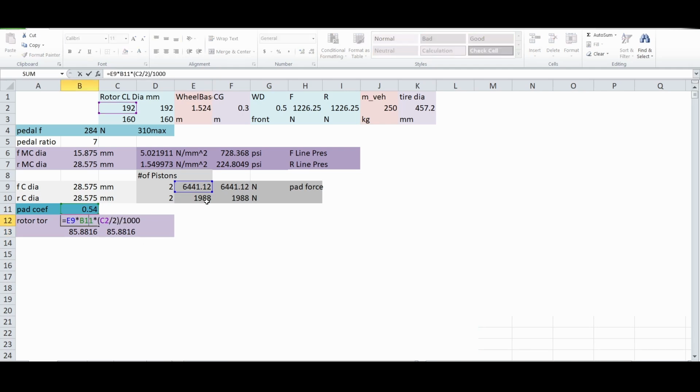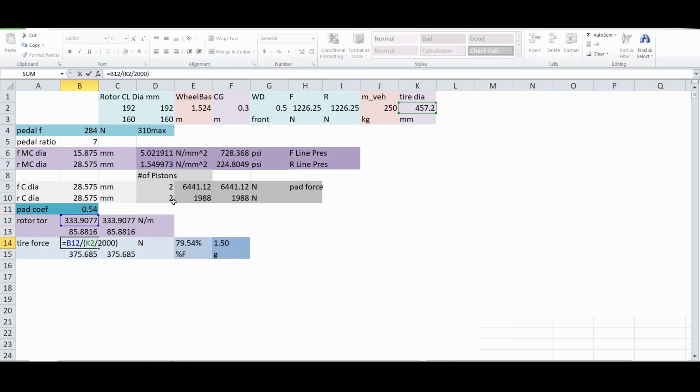if we take the pad force times the pad coefficient of friction, we're getting the force that's actually put on the rotor surface between the brake pad and the rotor surface. And then we are taking the rotor center line diameter divided by 2 to get the radius. And here I'm dividing by 1,000 just to make millimeters into meters. So it's a force times a distance. We're getting a torque. So this is the torque of the rotor. So again, front left, front right, rear left, rear right.